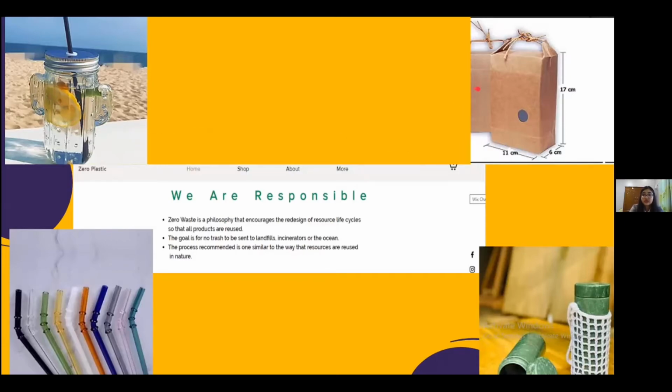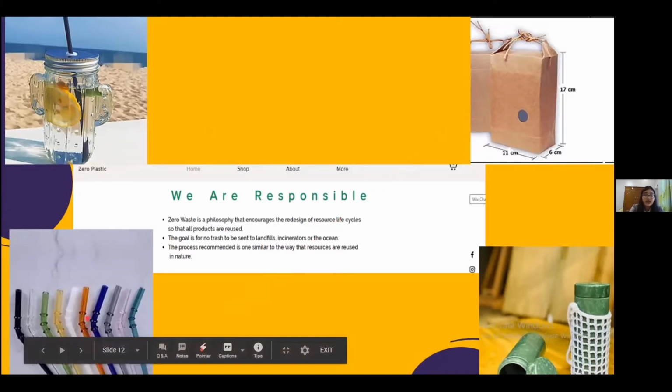And in the next picture on the right side, you can see how plastic bags are replaced by paper bags. On the left, you can see how plastic straws are replaced by glass straws or silicone straws. On the right, you can see this beautifully steel-made bottle which replaces plastic. And they all, Zero Plastic, they support all these, and they have made them by themselves.